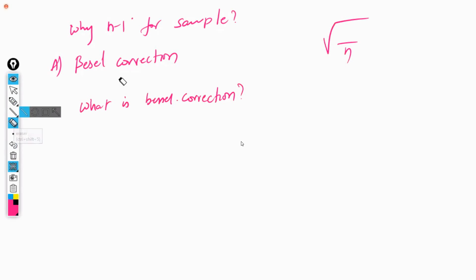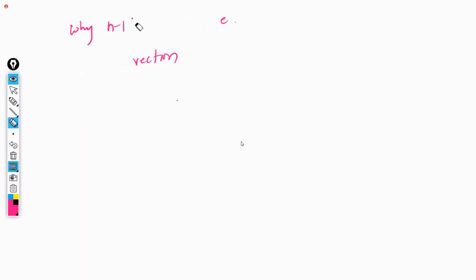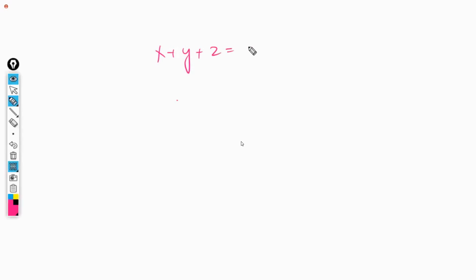And why he has told like that, let us go with an example. X plus y plus z is equal to 30. Tell me what is x and what is y and what is z?